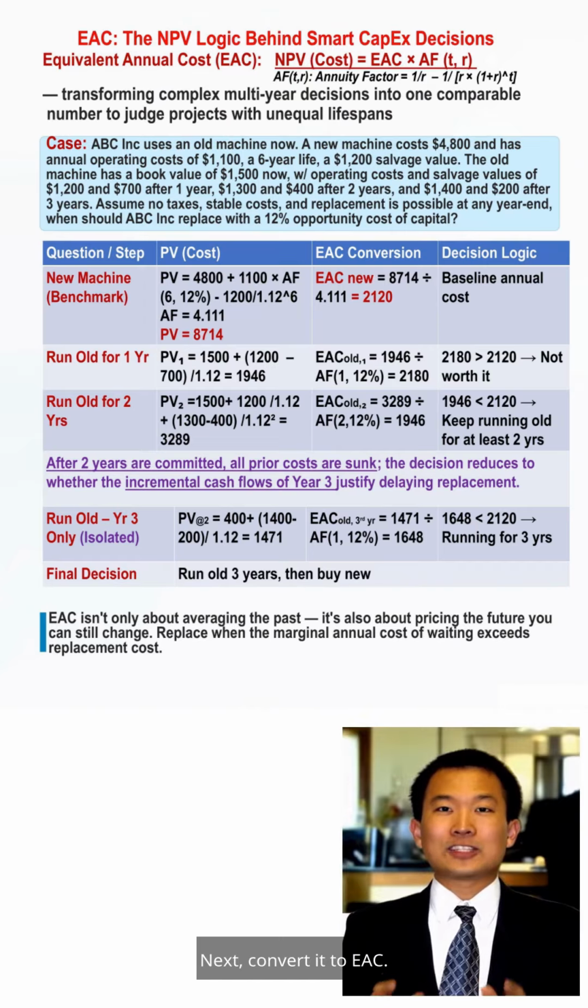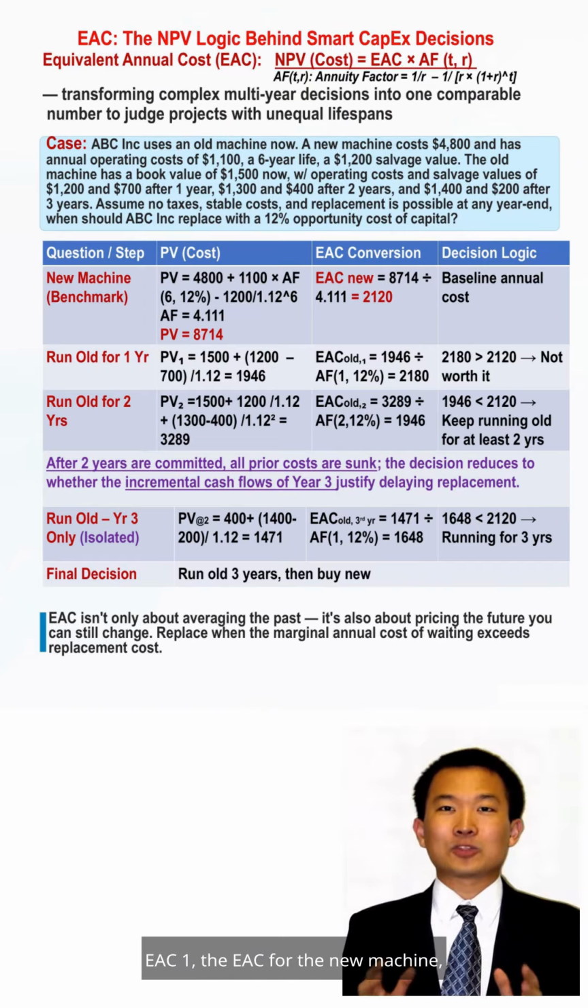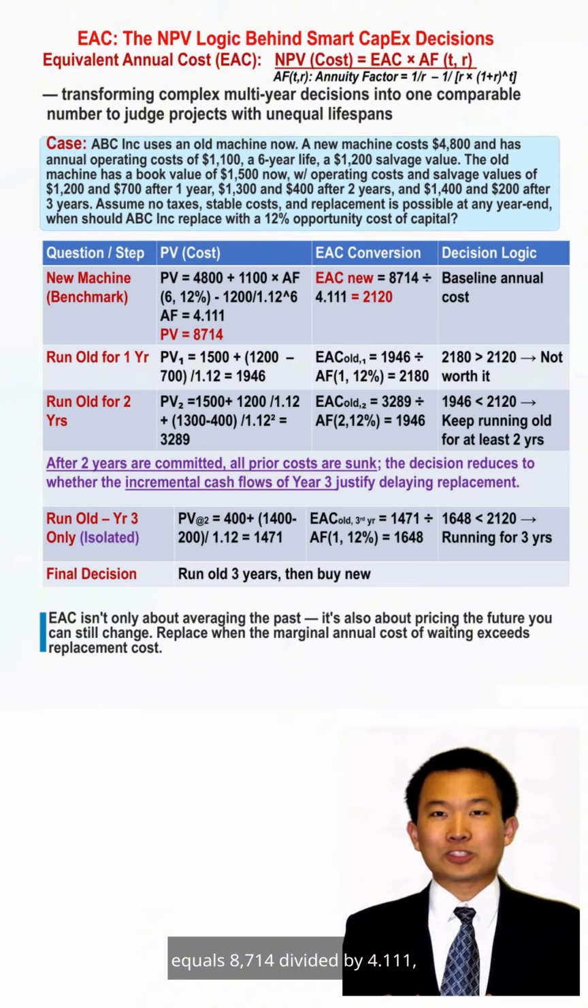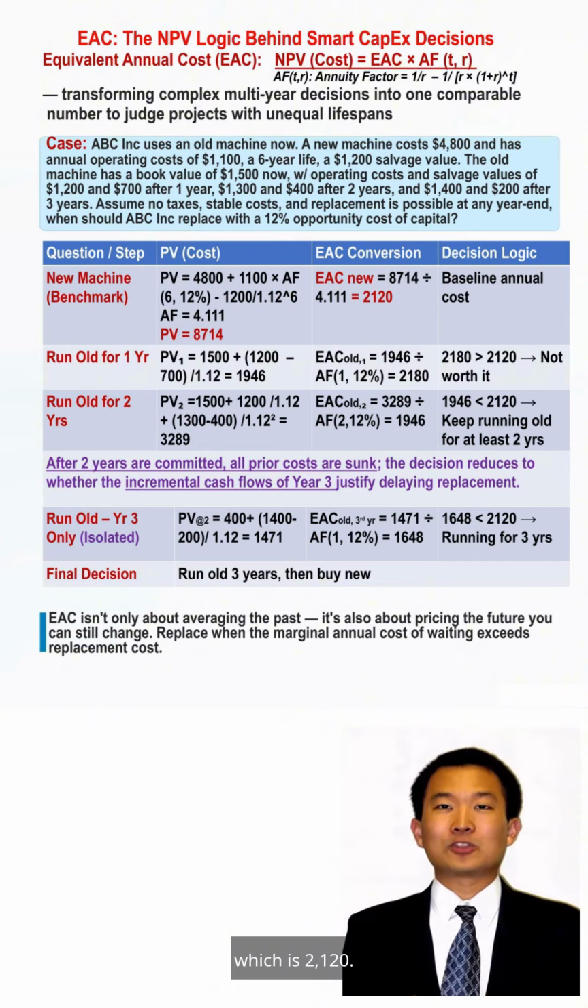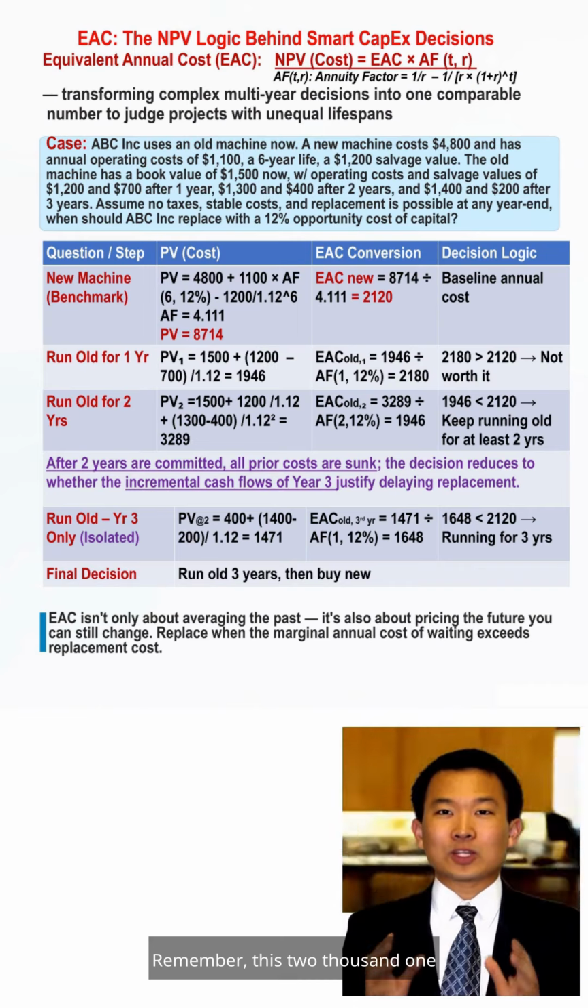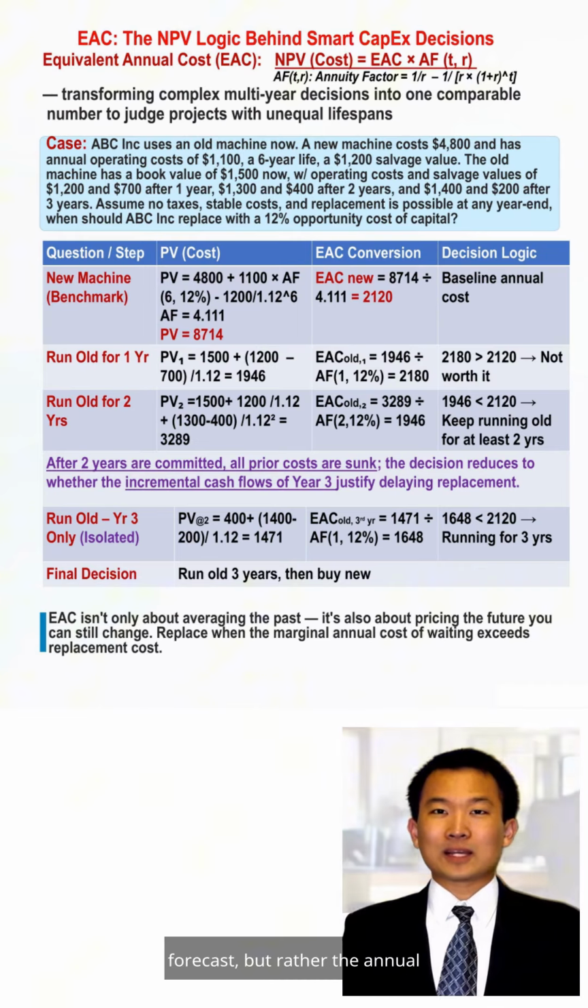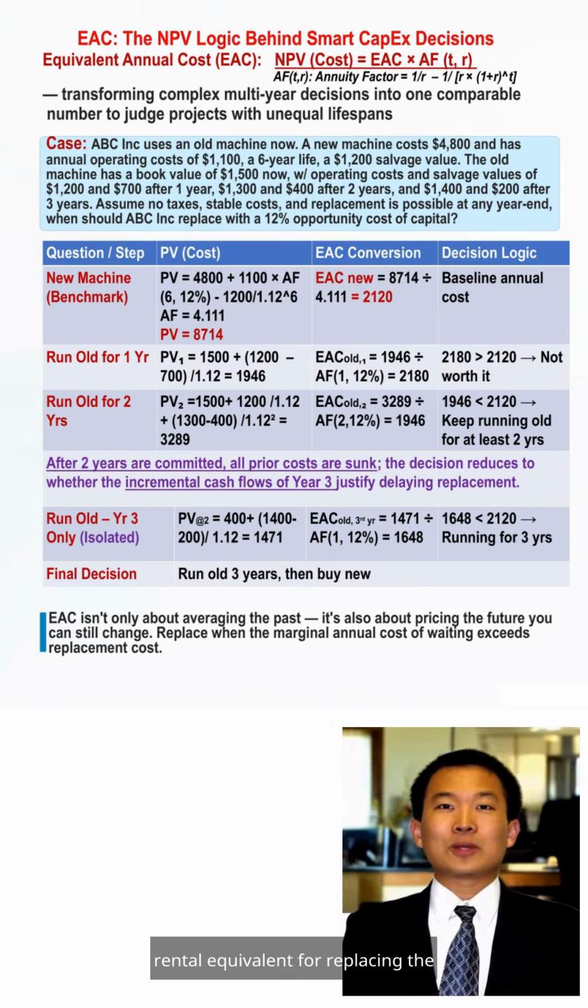Next, convert it to EAC. EAC-1, the EAC for the new machine, equals $8,714 divided by 4.111, which is $2,120. Remember, this $2,120 isn't the total cost forecast, but rather the annual rental equivalent for replacing the old machine.